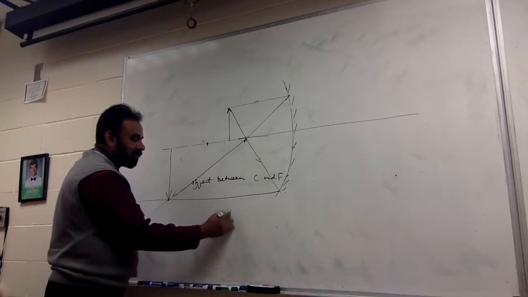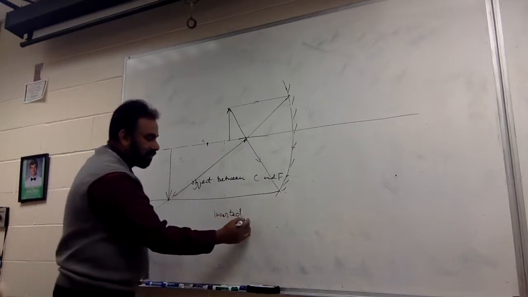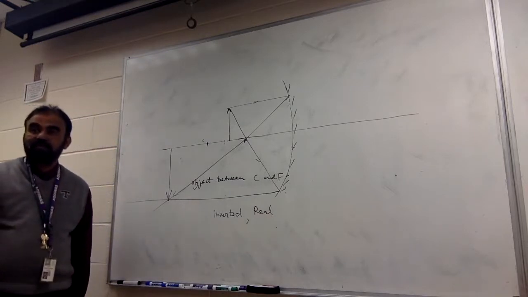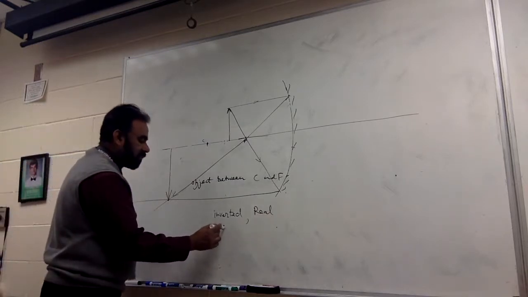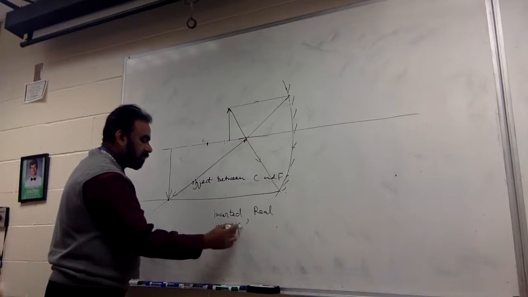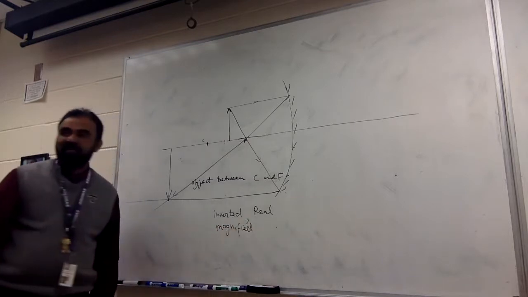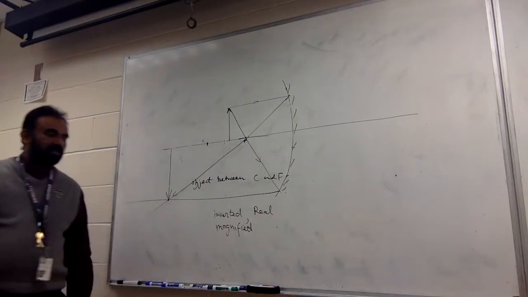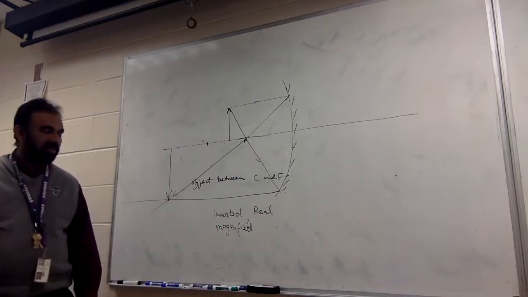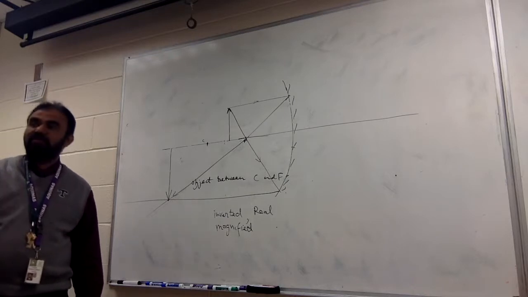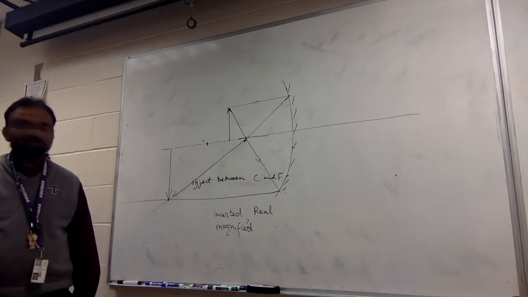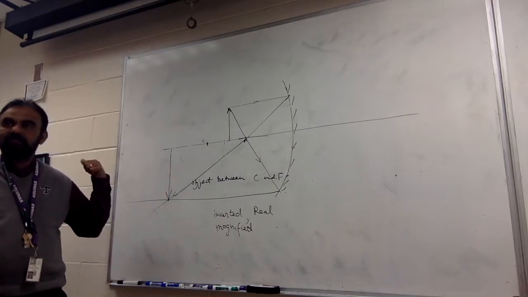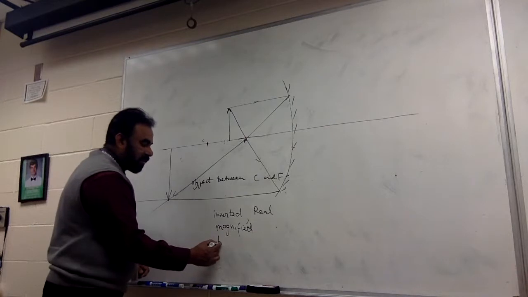Inverted, real, and magnified. We use the term magnified. Right, Ben? So you get an inverted image, you get a real image, and a magnified image. Draw all those things, then you'll be fine. Inverted image, real image, magnified, and beyond C. The image is formed beyond C.